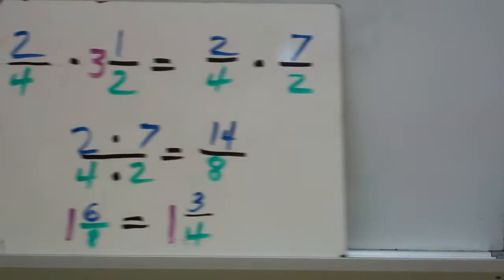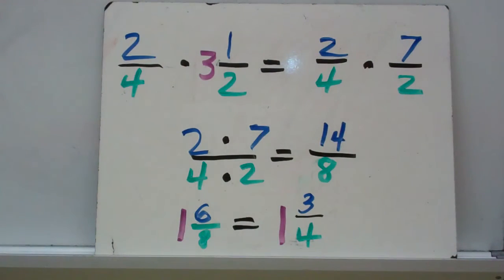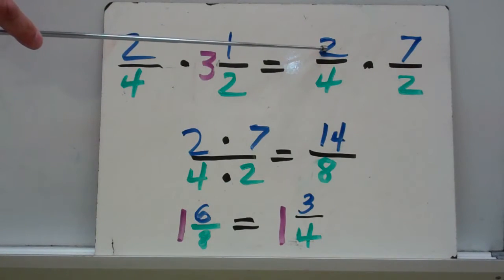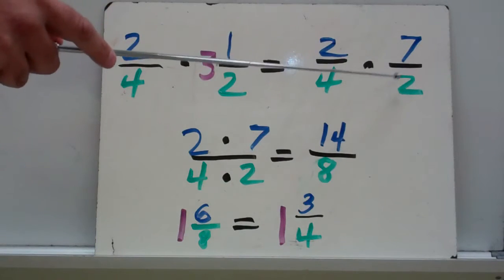If we have a mixed number in our problem, in this case we have 2/4 and we're multiplying that by 3 1/2. We take the mixed number and make it an improper fraction, so take the 2, multiply it by 3 and get 6, and add 1 to get 7. So now we have the problem 2/4 times 7 over 2.